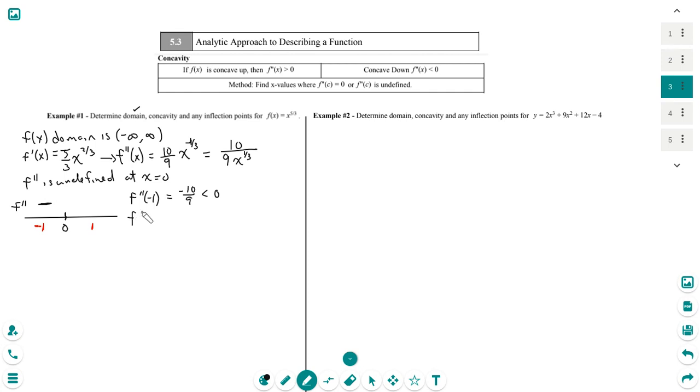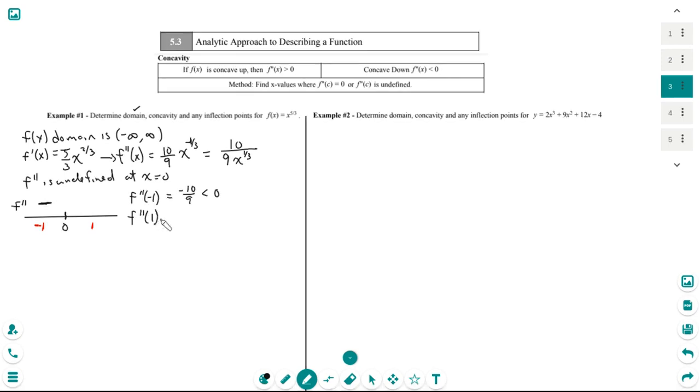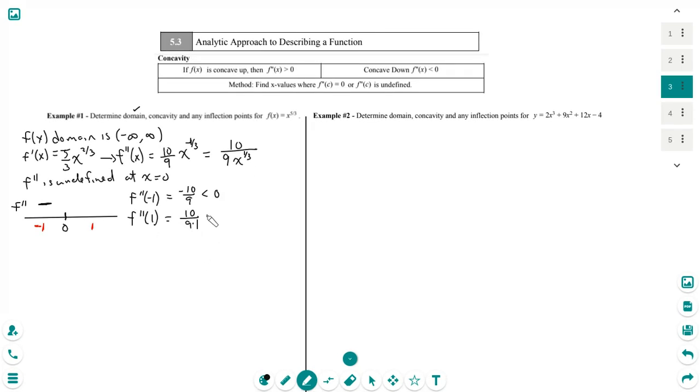Then I evaluate the right side at 1. That's 10/9 times the cube root of 1, which is 1. So this is a positive number. So my second derivative is positive. Now I can see f is concave down on the left side since the second derivative is negative. F is concave up on the right since the second derivative is positive. And because the concavity changes, x equals 0 would be the location of an inflection point.